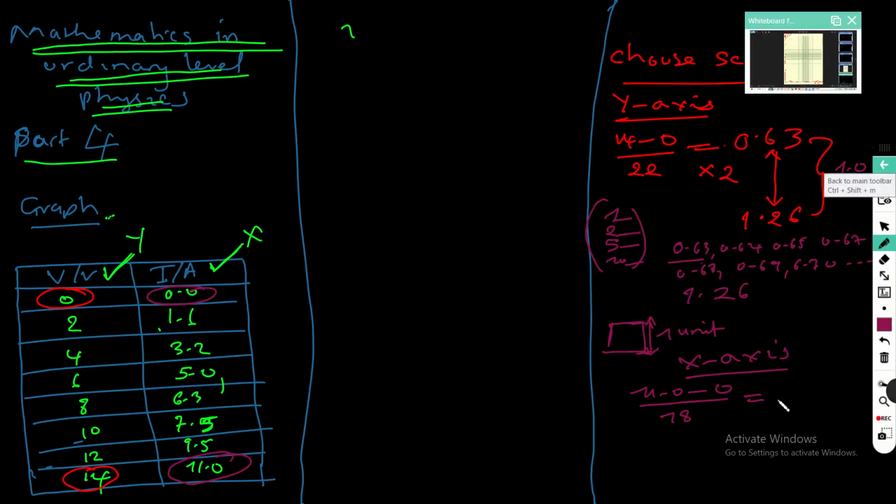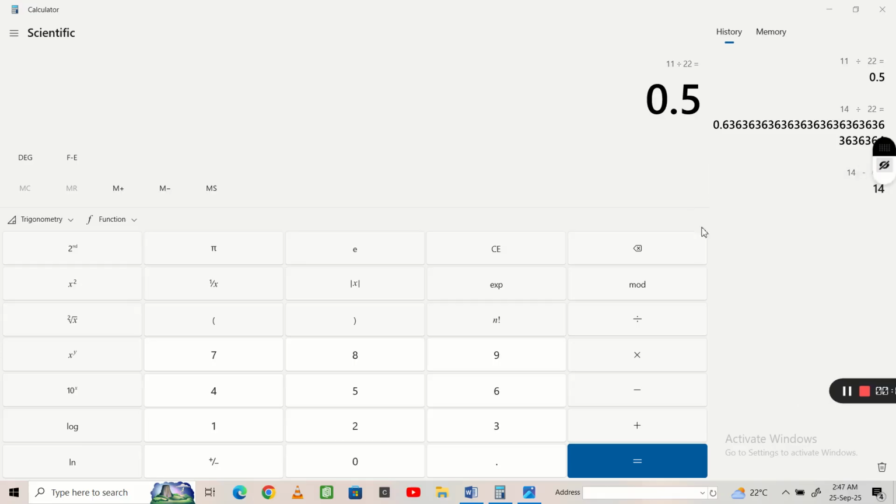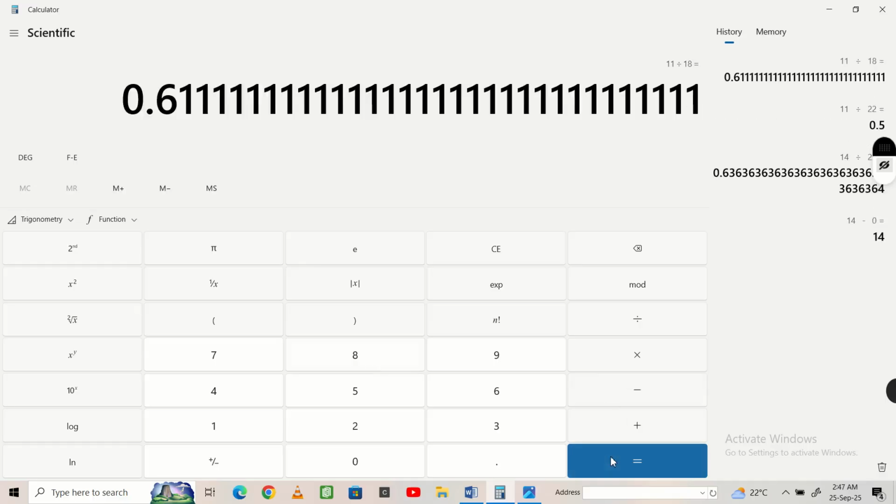So you go back, you have 0.5. You multiply this by 2, and what do you have? You have 1.0, right? Hey, what did I do? Sorry, I made a mistake. So you go back. It was supposed to be 11 divided by 18, not 22. You can also make mistakes at all. It's 0.61.